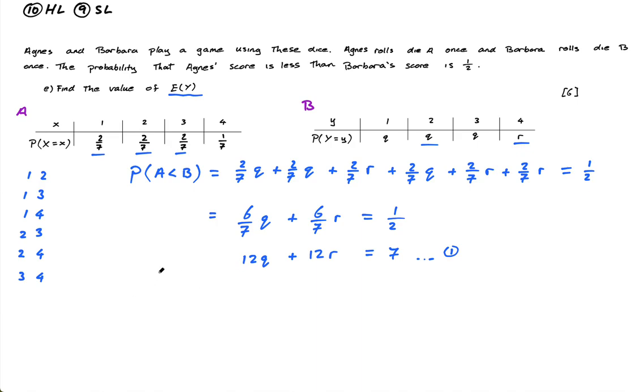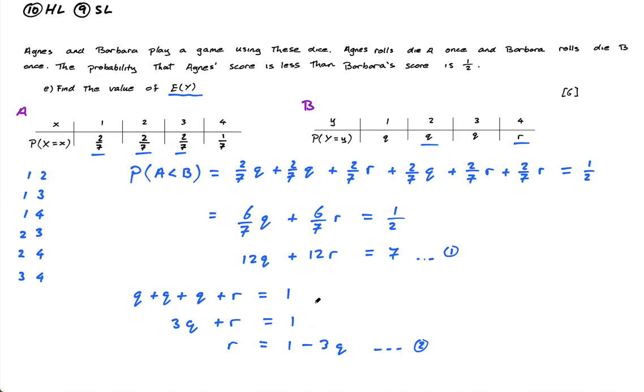My equation 2 will be, I'm going to say the probability that y equals y is equal to, well, hang on, no, sorry, let me get rid of that. I'm going to say q plus q plus q plus r equals 1. So I can say 3q plus r equals 1, and r equals 1 minus 3q. I'm going to subtract that 3q. And now I can put this into here. So this is equation 2.